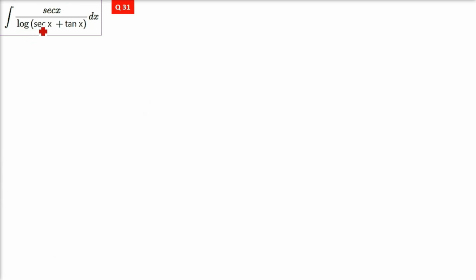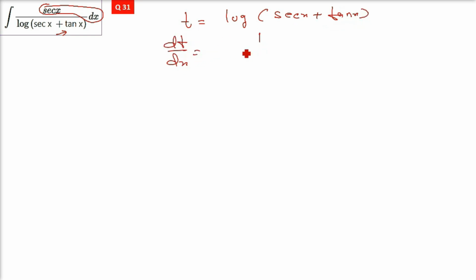Next is the integral of sec x divided by log of (sec x plus tan x) dx. Now, when we place this log of (sec x plus tan x) as t, you will see that sec x dx will automatically come. So t is equal to log of (sec x plus tan x), and dt by dx will be what? The derivative of log of anything inside will be 1 by that thing. So 1 by sec x plus tan x.